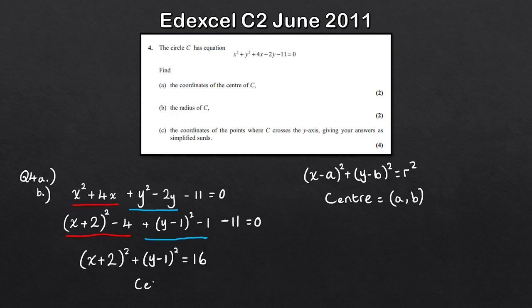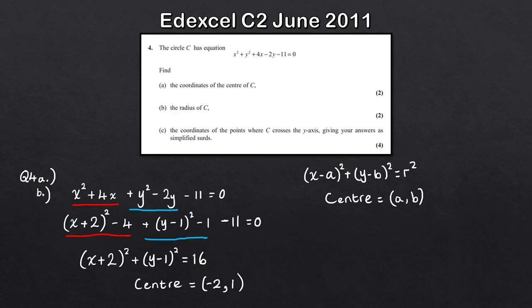So for the centre, that's going to be minus 2. And for the y coordinate of the centre here, again we take the negative of whatever's here. So if this is minus 1, it's minus minus 1, giving us plus 1. Okay, so the coordinates of the centre is minus 2, 1.